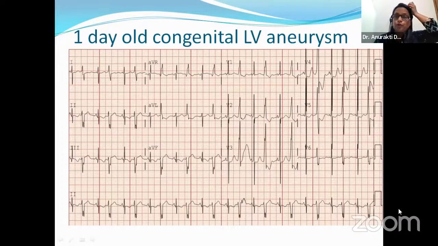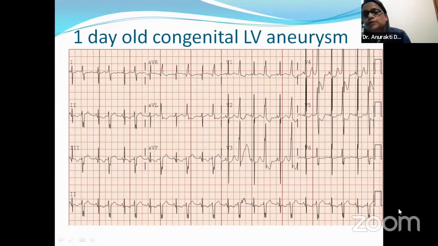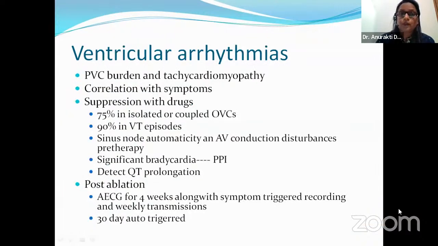So this is a 1-year-old with congenital LV aneurysm, who came to us. We were following this kid from fetal life. You can see ventricular bigeminy, 50% PVC burden on the ECG. But yes, you need continuous monitoring to see what the episodes are and how many PVCs this kid is having. Then when you start the therapy, you have to see how much you could suppress with the drug. So what we say is, if there are isolated or coupled PVCs and you got 75% suppression in the PVCs on continuous AECG monitoring, then your therapy is good.